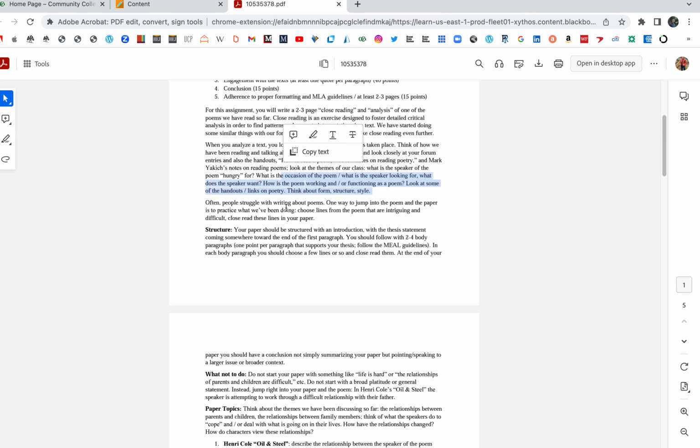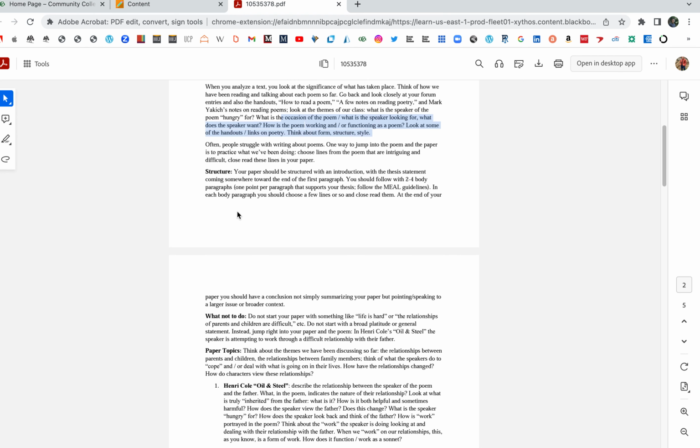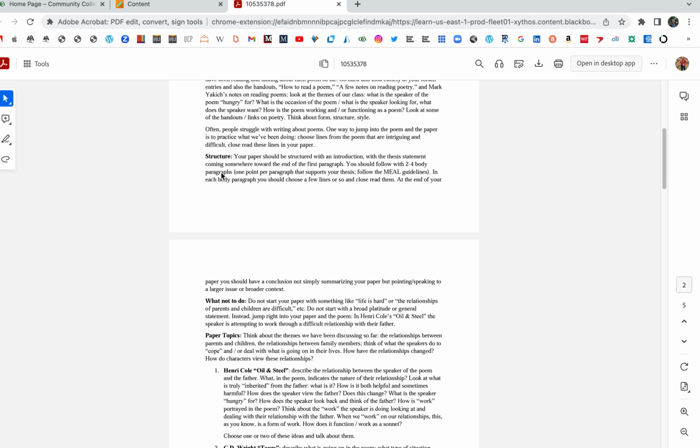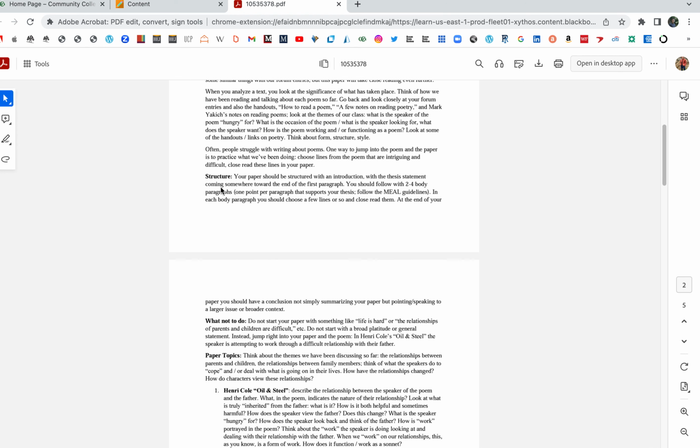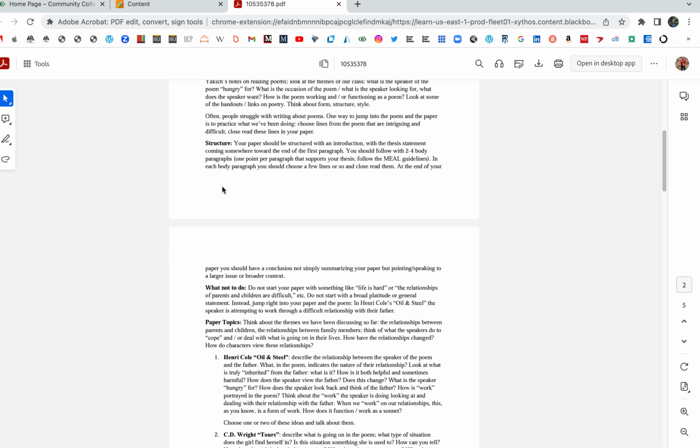Often people struggle with writing about poems. One way to jump into the poem in the paper is to practice what we've been doing so far. Choose lines from the poem that are intriguing and difficult. Close read these lines in your paper. Your paper should be, here's the structure. So these are just some jumping off points. Your paper should be structured with an introduction with the thesis statement coming toward the end of the first paragraph. You should follow with 2 to 4 body paragraphs, 1 point per paragraph that supports your thesis.